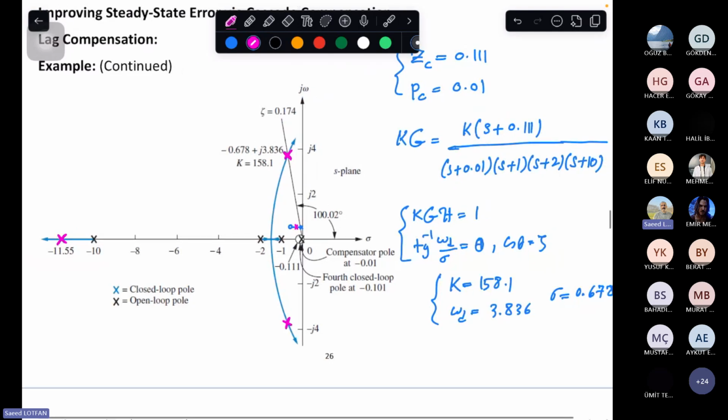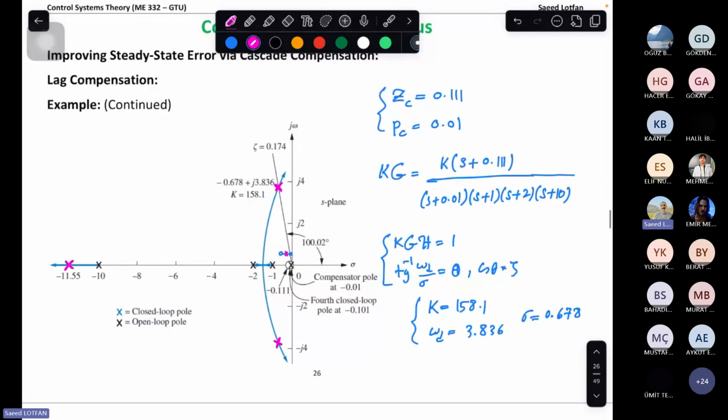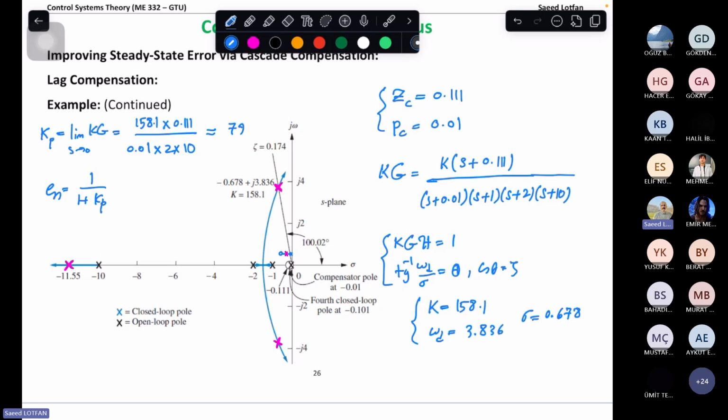What happens to the steady state error this time? Let's see. This was for Kp, yeah? Kp is the limit of Kg when s goes to 0, which will be 1581 multiplied by 0.111 divided by 0.01 multiplied by 2 multiplied by 10. This becomes approximately 79. So the steady state error becomes 1 over 1 plus Kp, which is 0.0125, which is smaller than 0.108. So the steady state error this time is decreased, but it is not going to be zero, definitely, because we are using a cheaper integrator instead of an ideal integrator.